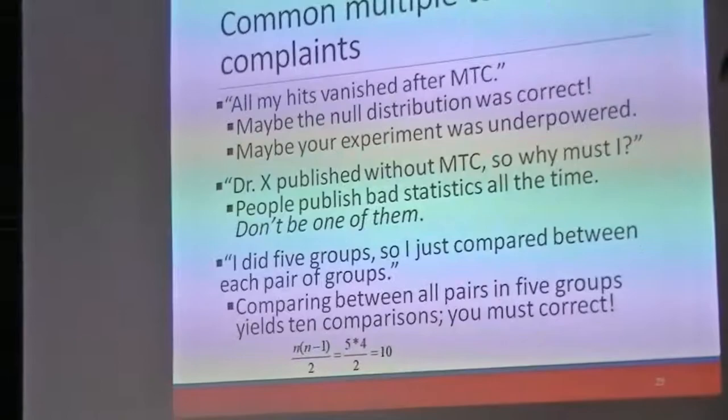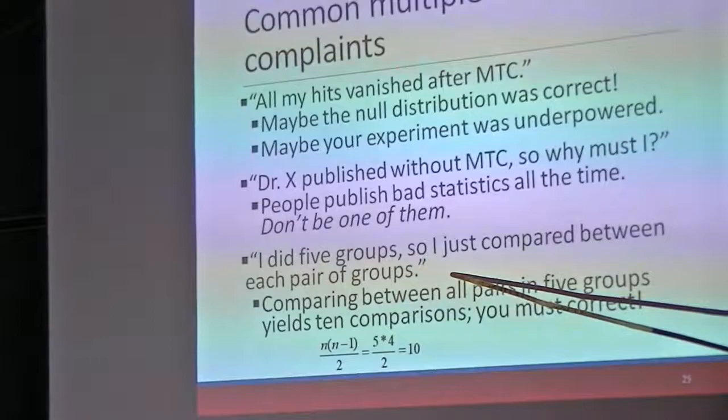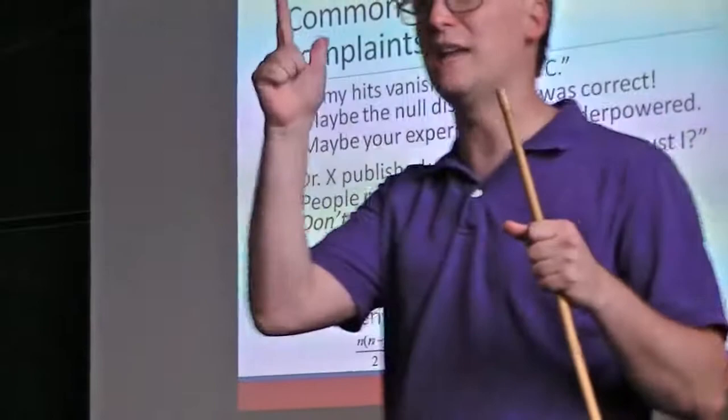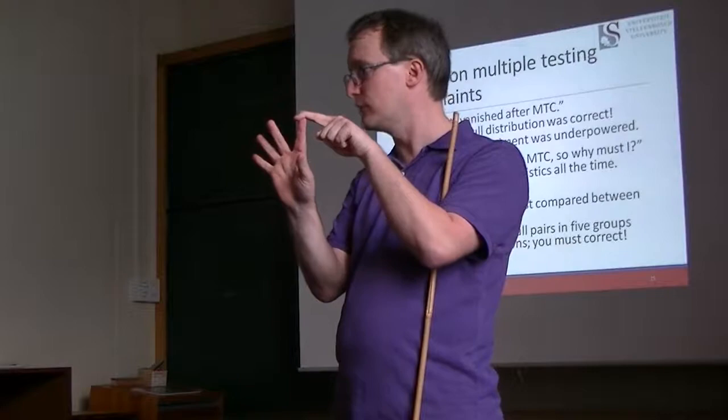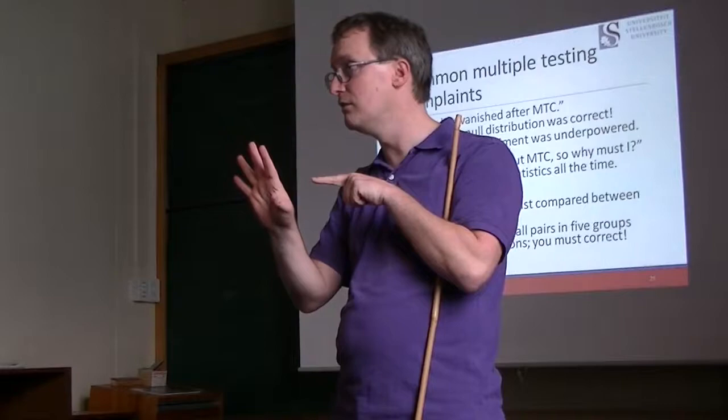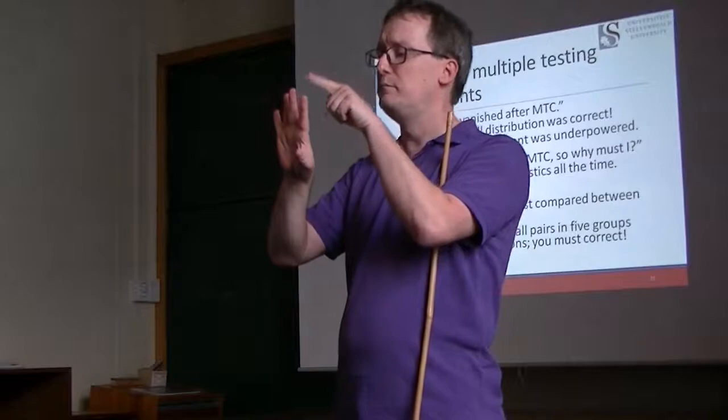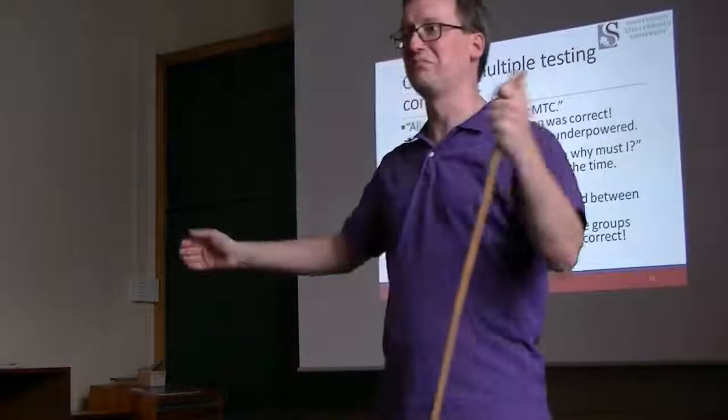All right. I did 5 groups of samples, so I just compared between each pair of groups. So I had A, I had B, I had C, I had D, and I had E. And I had 5 replicates in each. It's a great study, right? But then I compared all of the A's to all of the B's to look for significant findings. Then I compared all of the A's to all of the C's. And then all of the A's to all of the D's, all of the A's to all of the E's, B's to C's, B's to D's, B's to E's, C's to D's, C's to E's, D's to E's. Wasn't that great? No, it was terrible.